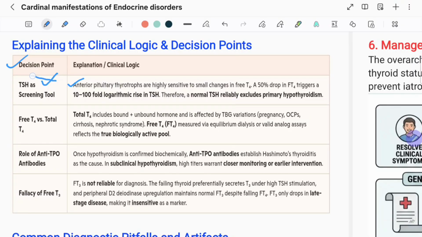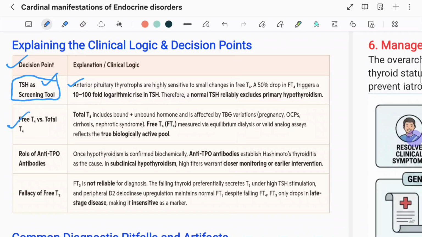So that's why we can use TSH as a screening tool to know whether the patient is hypothyroid or not. You can use TSH as a screening tool in those patients who don't have a previously known thyroid disorder. So for screening, we can use TSH only.